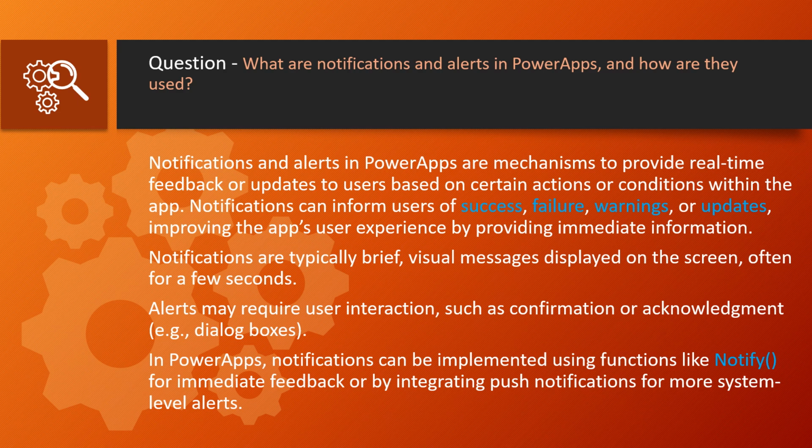Notifications are typically brief, means it should be a short, visual message displayed on the screen for a few seconds, and that can also be configurable in Power Apps. Alerts may require user interaction such as confirmation or acknowledgement, so it will show like a dialog box. In Power Apps, notification can be implemented using a function like Notify for immediate feedback or by integrating push notification for more system level alerts.